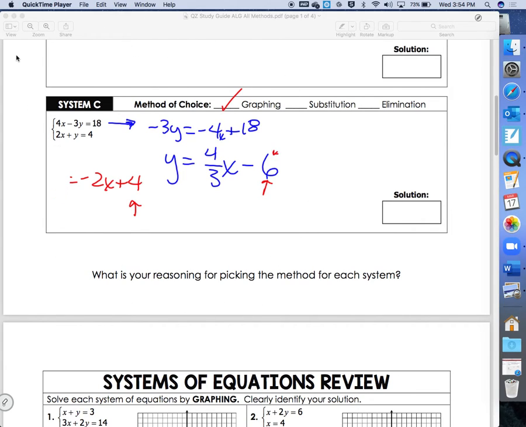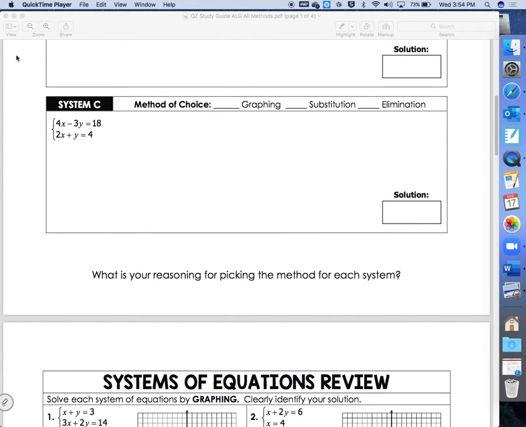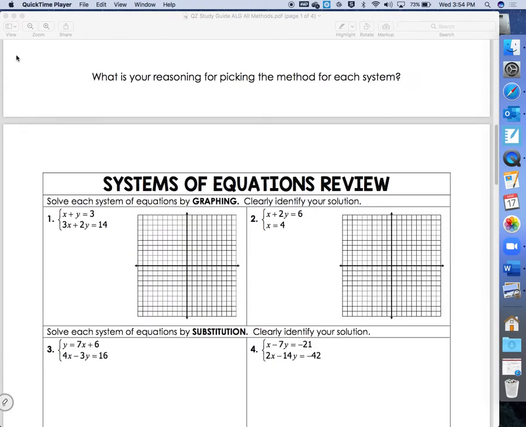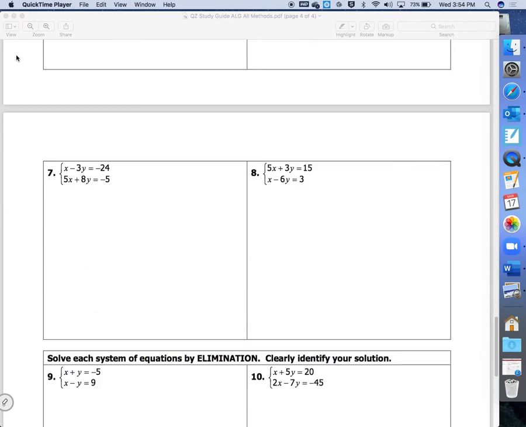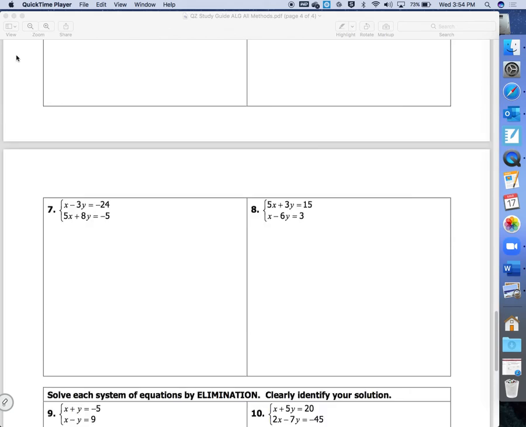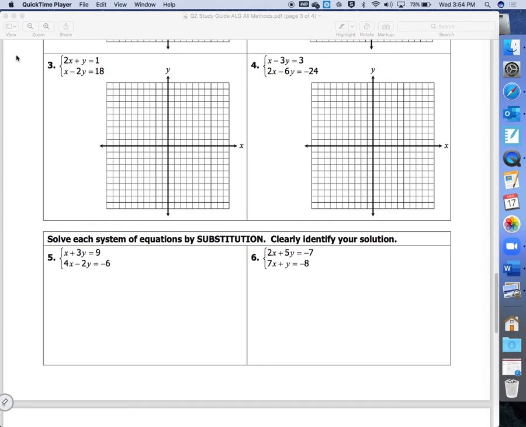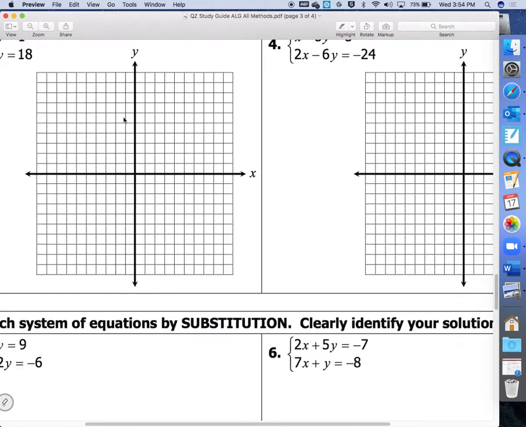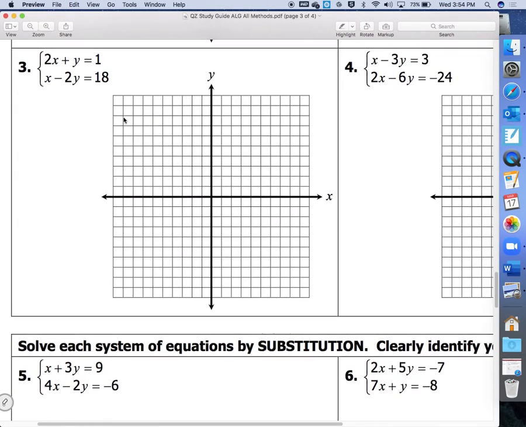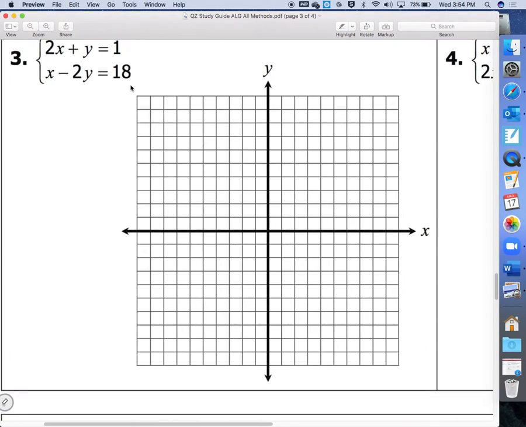I'm going to do one example of substitution and one example of graphing, simply because I feel like elimination should be the type that's most familiar to you. So for this video, I am going to do number 3 and number 5. Number 3, graphing. I'm going to do the graphing method on this particular problem on the video.